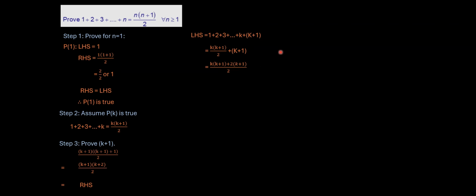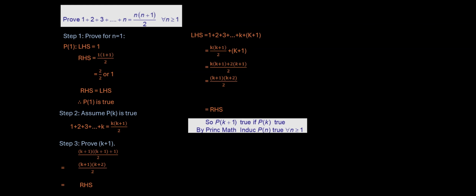Now, because we have the same terms in the brackets, we can take out the common factor of k plus 1 and multiply it by the sum of the terms outside the brackets, k and 2, to get (k+1)(k+2) divided by 2. And now you'll notice this is the same as our right-hand side, which means that proposition k plus 1 is true, assuming Pk is true. Therefore, by the principle of mathematical induction, Pn is true for all n greater than or equal to 1.